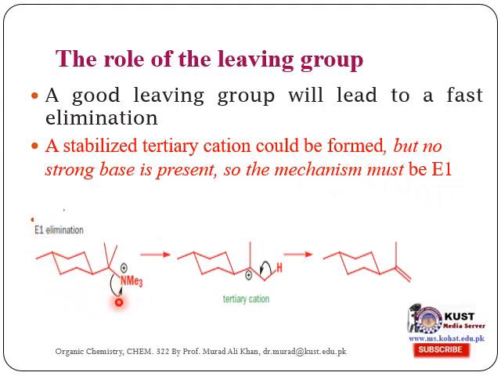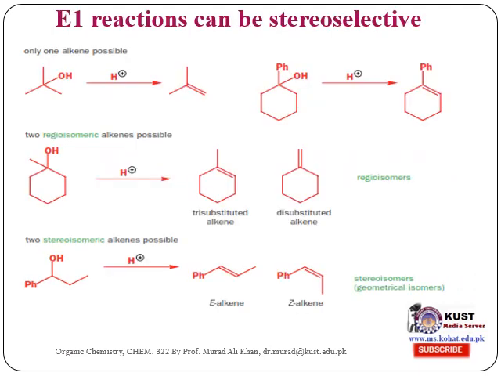Here, it's the removal of an amine. We get a stabilized tertiary cation, and then the formation of a double bond. E1 reactions can be stereoselective. Look into these products.